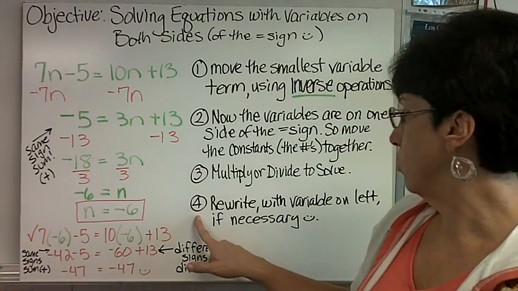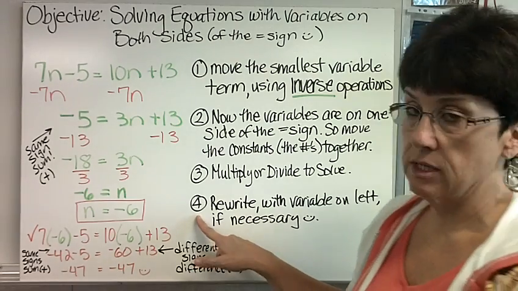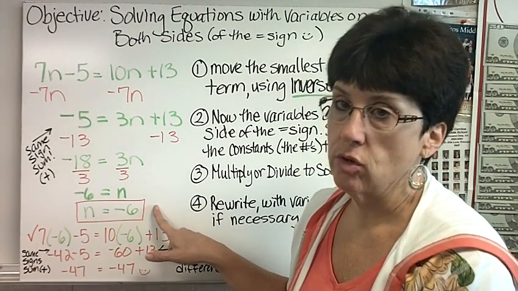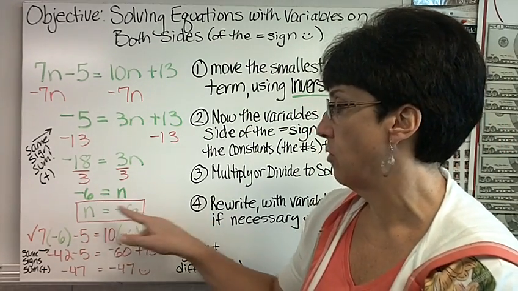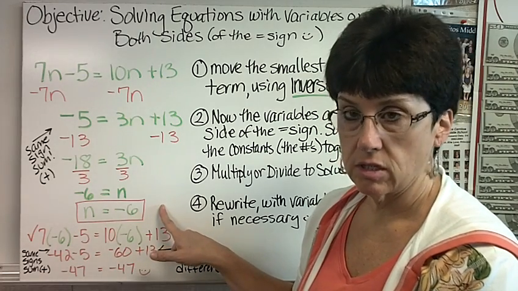Number 4 says rewrite with the variable on the left if necessary. It's always good to have your final answer have the variable on the left. So I just flip-flopped them over. So I have n = -6 and I boxed my answer.